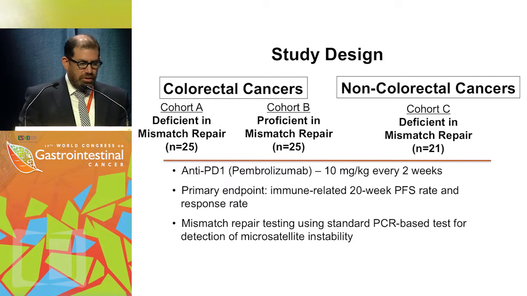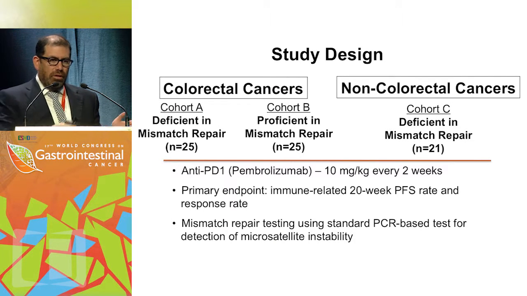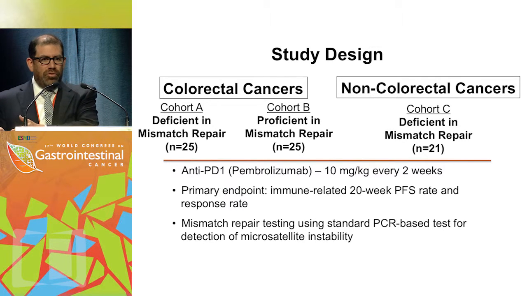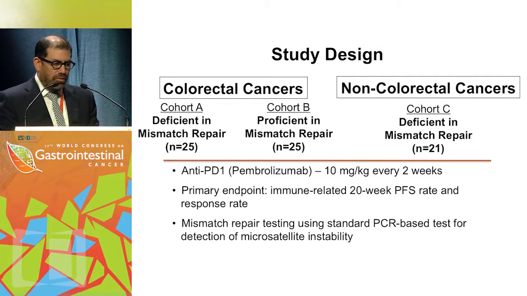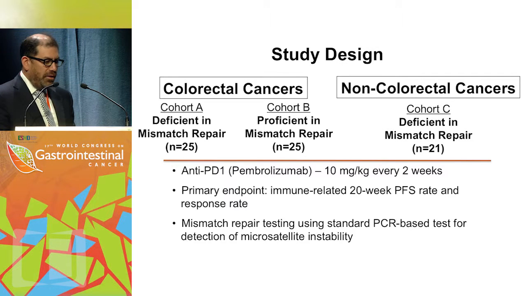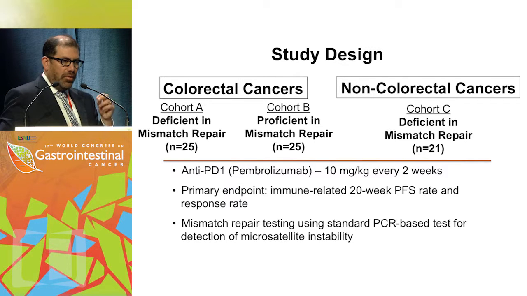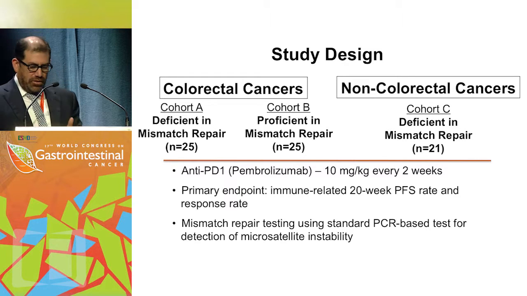So we proposed the following study design. We looked at colorectal cancers that were mismatch repair deficient, or MSI, or mismatch repair proficient, or MSS. And we also included a cohort of patients that didn't have colon cancer, but were also positive for mismatch repair deficiency and MSI within the tumor. And were treated with anti-PD-1, in this case Pembro, at 10 milligrams per kilogram every 2 weeks. And the primary endpoint at 20 weeks was a combined endpoint of progression-free survival and response rate. And we tested for mismatch repair, or MSI, using the PCR-based assay.